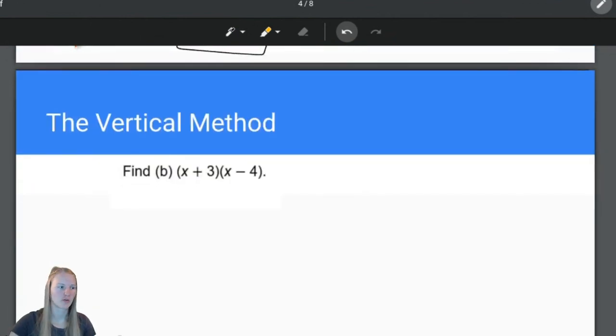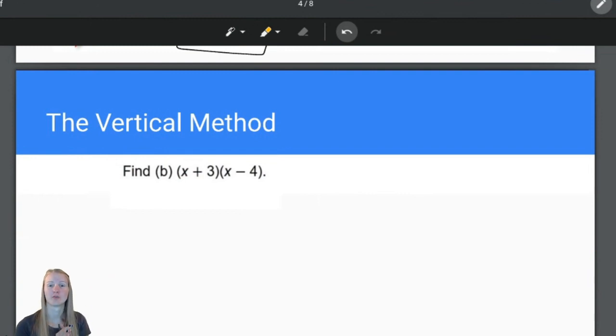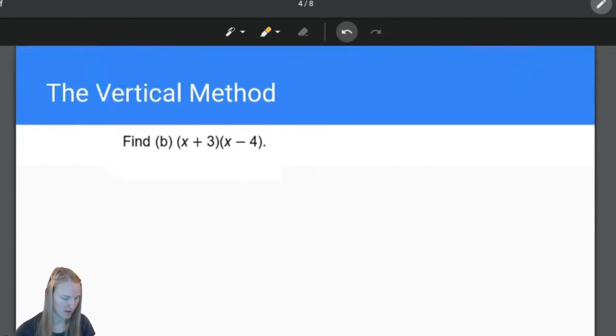Now the vertical method. This is very similar to when you had things in, I don't know, elementary, middle school. When you had things like this, and remember you have to multiply the 8 to the 4, the 8 to the 3, and then you hop over here and the 7 goes to the 4 and the 7 goes to the 3. This method of multiplying with the distributive property is very similar. Just now we have polynomials and terms of polynomials in it.